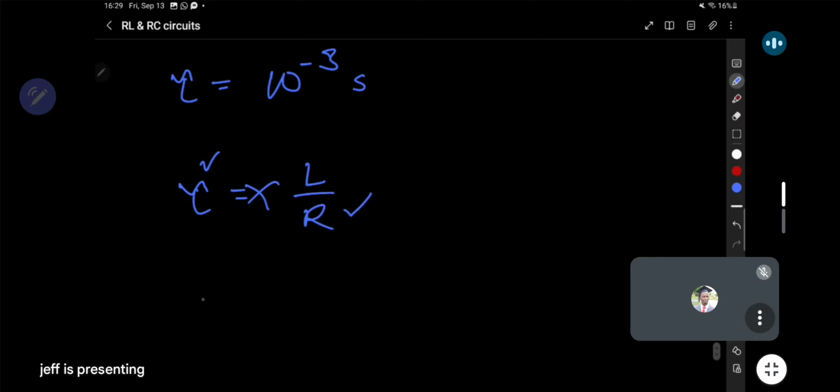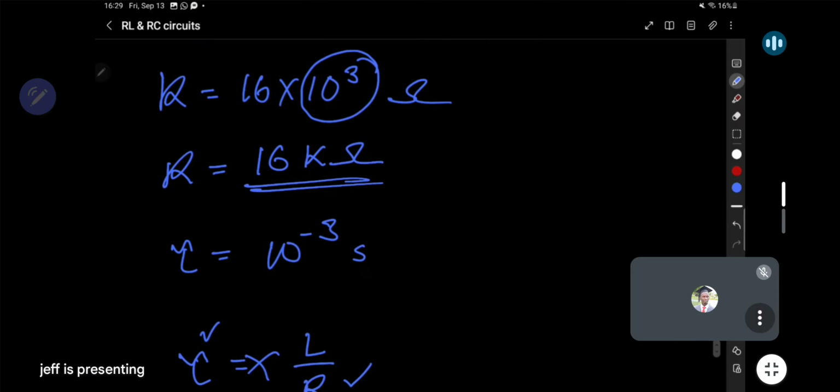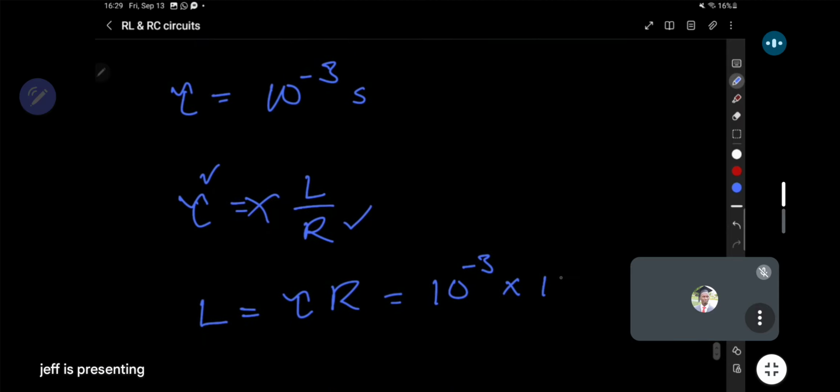Cross multiply here, you have L is equal to the time constant multiplying R. The time constant was 10 to the minus 3. The resistance was 16 kilo ohms, so you can present it as 16,000 ohms.